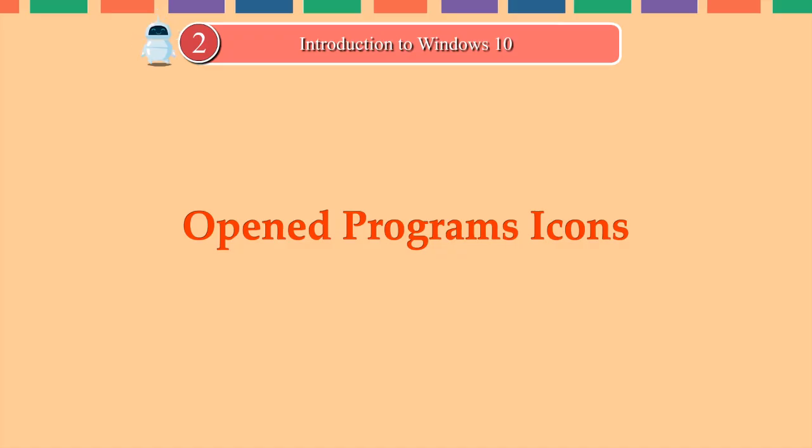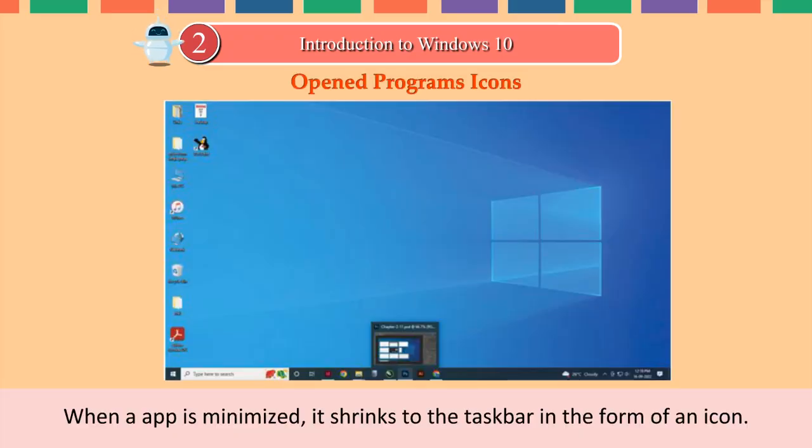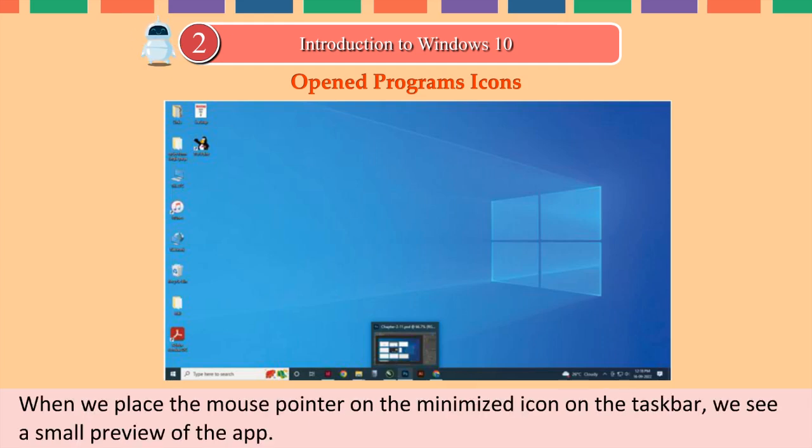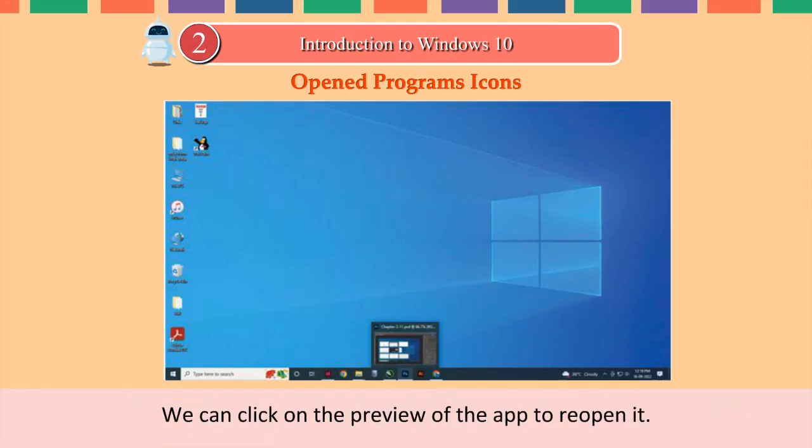Opened Programs icons. When an app is minimized, it shrinks to the taskbar in the form of an icon. When we place the mouse pointer on the minimized icon on the taskbar, we see a small preview of the app. We can click on the preview of the app to reopen it.